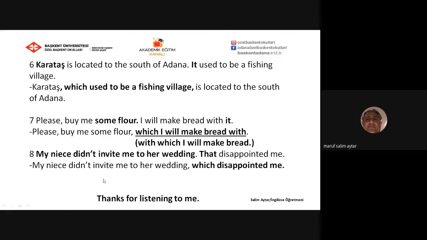And finally, my niece didn't invite me to her wedding, comma, which disappointed me. Okay, so it gives extra information about the noun, and also it refers to the whole sentence given here.